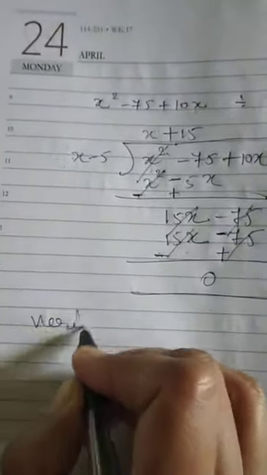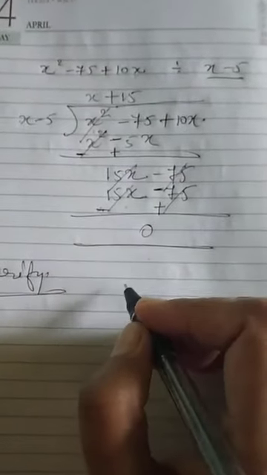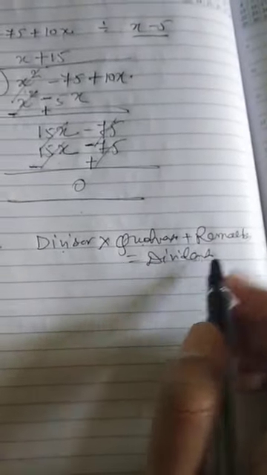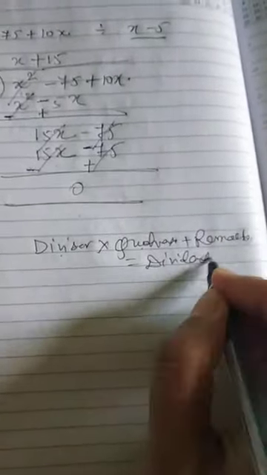Now how to verify it? Verify means you know the formula. What is the formula for verification? Divisor into quotient plus remainder is equal to dividend. What is the divisor here? X minus 5 is the divisor. What is the quotient here? Quotient is the answer, this one: x plus 15. Plus what is the remainder? Remainder is 0. Is equal to dividend. What is the dividend? This is the question. The question is only the dividend: x square minus 75 plus 10x.